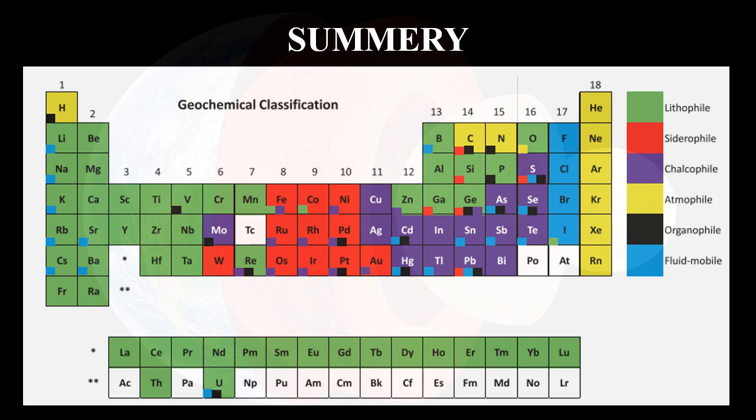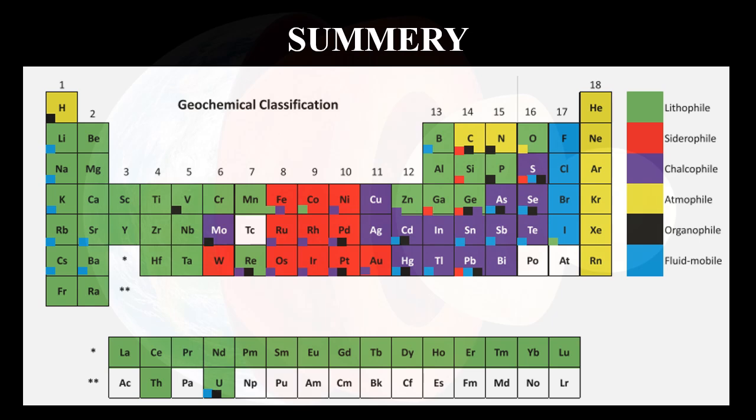So now we can summarize that all the elements are mainly classified into 6 different groups, and originally 4 different groups by Goldschmidt, and those include the lithophile, siderophile, chalcophile and atmophile. Apart from that, there are now 2 more groups, known as organophile and fluid mobile phase. There are some elements which show affinity for more than one group because the distribution of any element is dependent to some extent on the temperature, pressure and the chemical environment of the system as a whole.